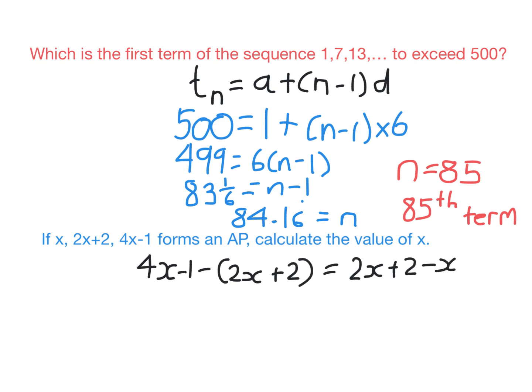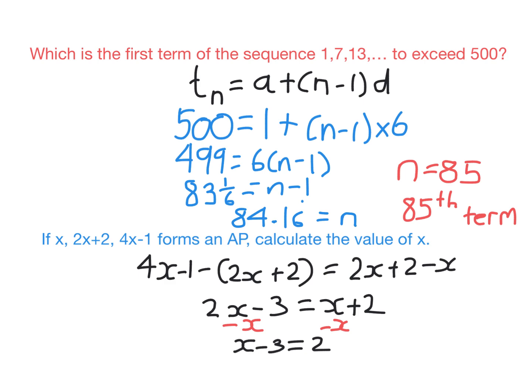So if we expand the brackets and collect like terms, on the left-hand side we get 2x minus 3. On the right-hand side we get x plus 2. So to solve this, we subtract the pronumeral with the lowest coefficient. So I'm going to subtract x from both sides. I get x minus 3 is equal to 2, and that of course means x equals 5. So this is the arithmetic sequence, 5, 12, 19, and we're done.